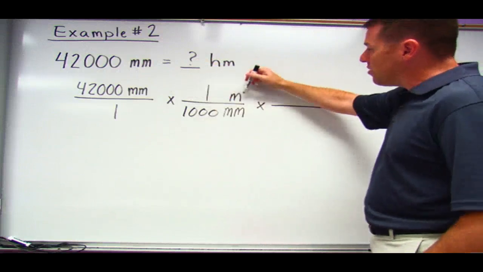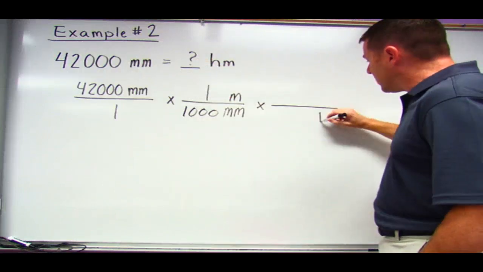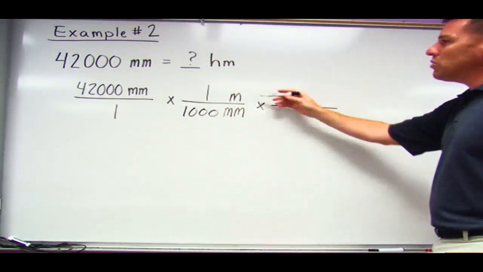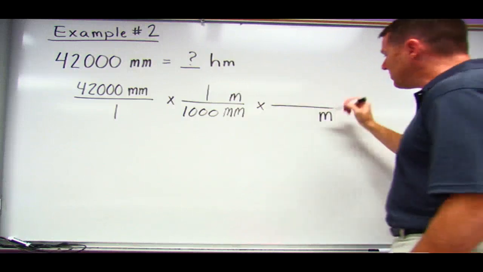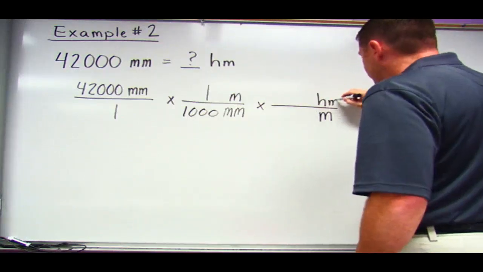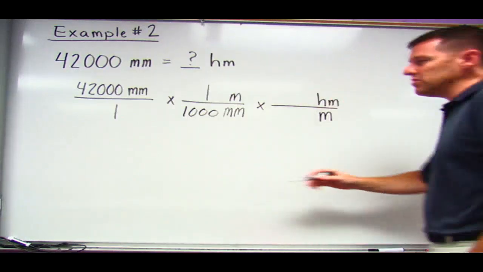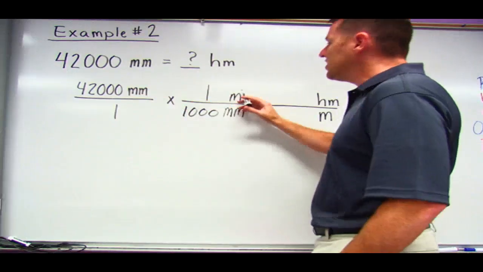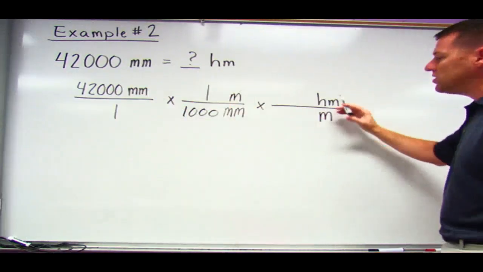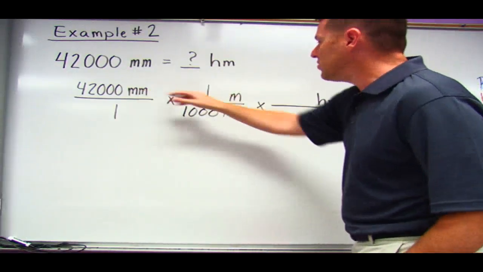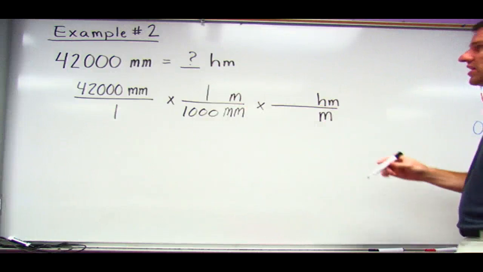So now we go meters. We're going to bring it down because we want it to cancel out, because we want to get to hectometers. So we're going to go from meters to hectometers. Remember, that's the whole reason we bring the units down, is to convert to the next thing, and as we do it, we're canceling them out. Millimeters will cancel out, meters will cancel out, we'll be left in hectometers.